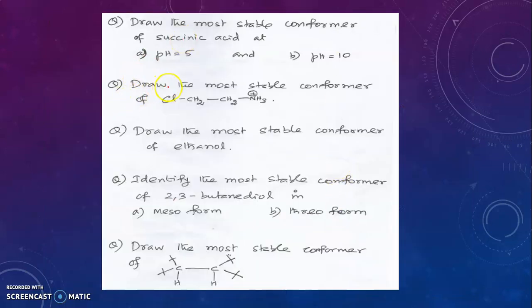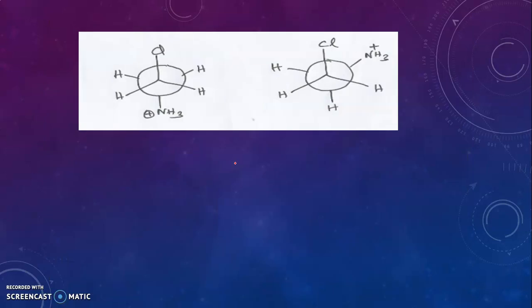Then the next question: draw the most stable conformer of this ion, where chlorine is attached to one carbon and the NH3 plus ion is attached to the adjacent carbon. With respect to this carbon-carbon single bond, we have only one such bond here. What will be the most stable conformer for this ion? Yeah, we'll discuss that answer.